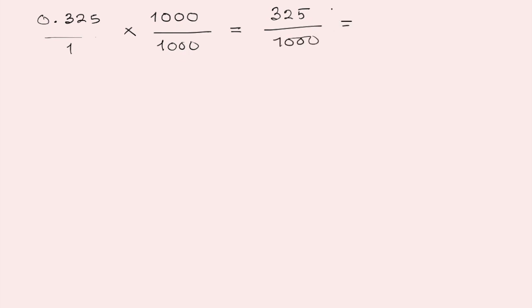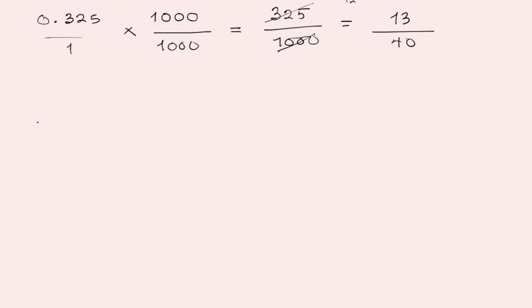If we reduce that to the lowest term, let's do it little by little here. So if we divide this by 25, 300 divided by 25, that's 4 times 3, that's 12 plus 1, that's 13. So 13. And if we divide 1000 by 25, that's 40. So 13 over 40.